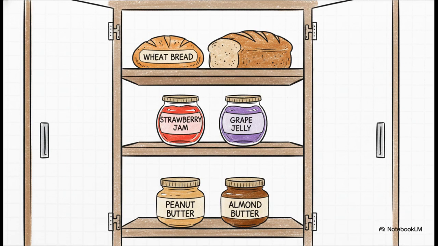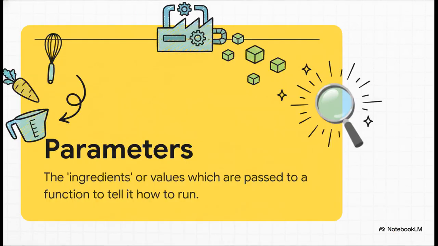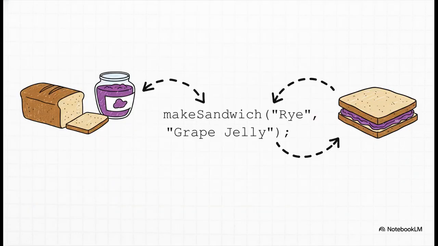So let's imagine our kitchen pantry is stocked with all sorts of options. Different breads, different spreads. We need some way to tell our recipe, our make sandwich function, hey, for this one, use these specific ingredients. And in programming, that's exactly what parameters are. You can think of them, literally, as the ingredients you pass into a function to tell it precisely how to run this time around. And this is what that actually looks like in the code. See? When we call our function, we just pop the ingredients we want, in this case, rye and grape jelly, right inside those parentheses. Our recipe is now totally customizable. It still follows the same core steps, but it uses the specific ingredients we give it.